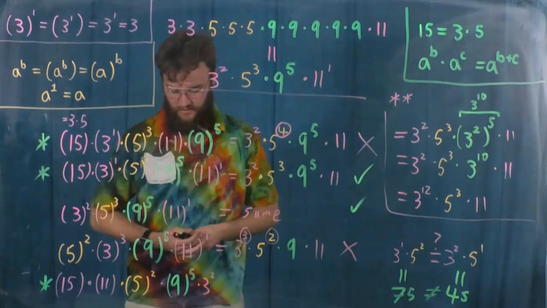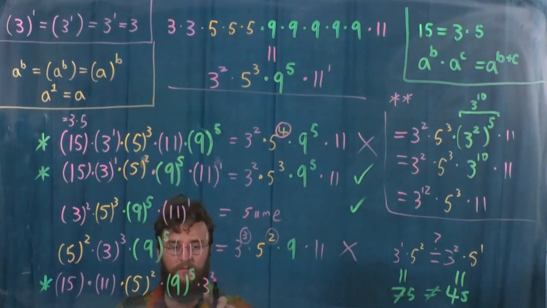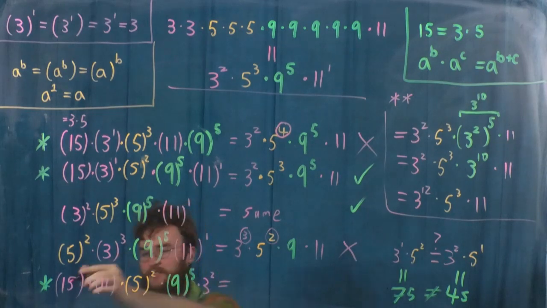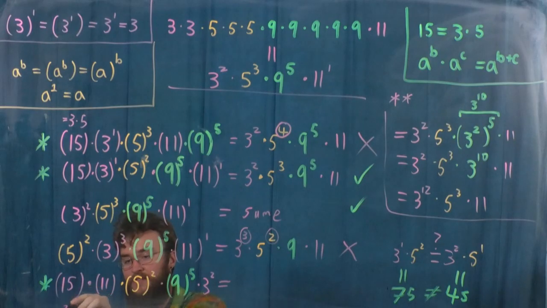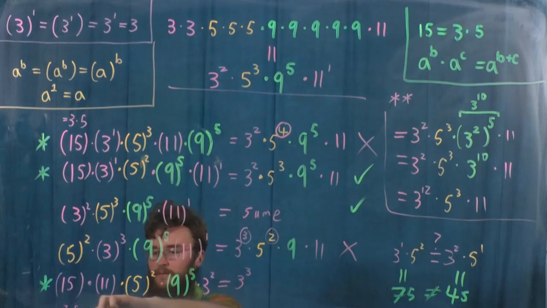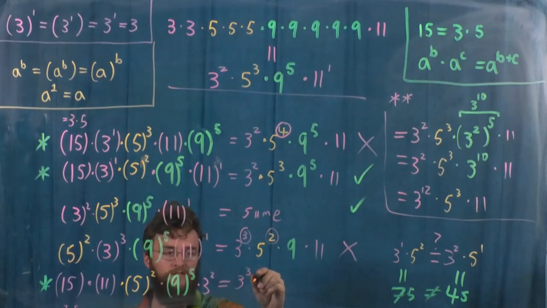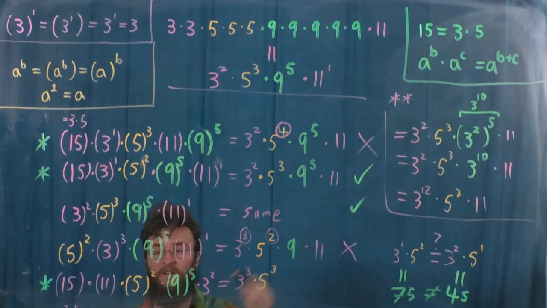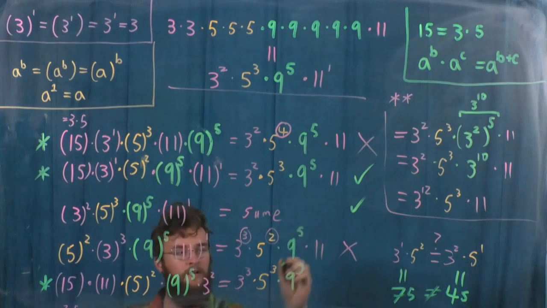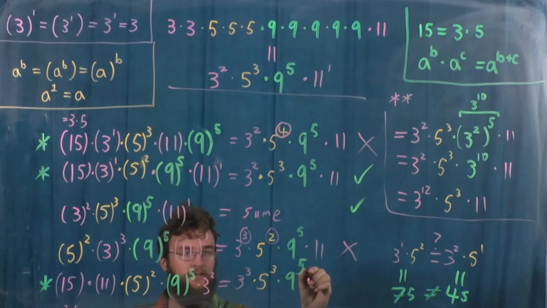Okay, and then the last one, just like before, we're going to start with the 3s, go from smallest to largest. And so we have 2 3s plus another 3, again, hidden in the 15. So we're going to get 3 cubed. Now we go to the 5s. So we have 2 5s here, a third 5 from the 15. So we're going to get 5 cubed. And then times 9 to the 5th. Oh, I forgot the 5 on this one. And then lastly, times an 11.